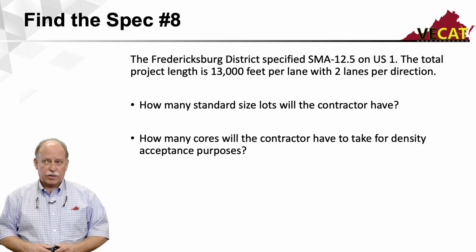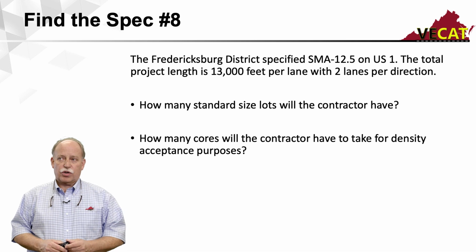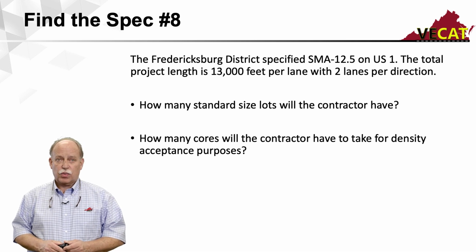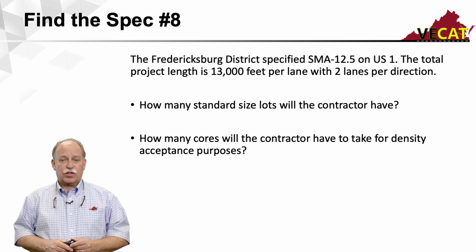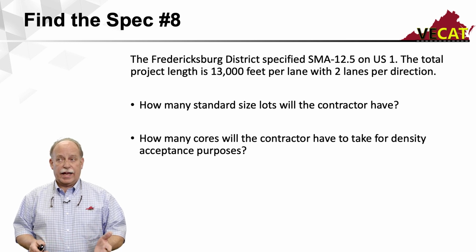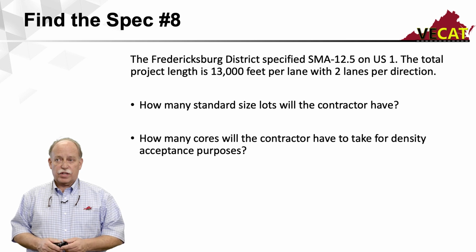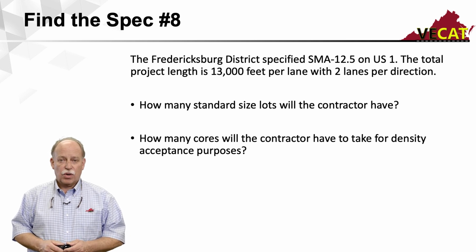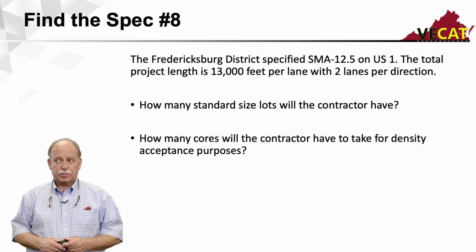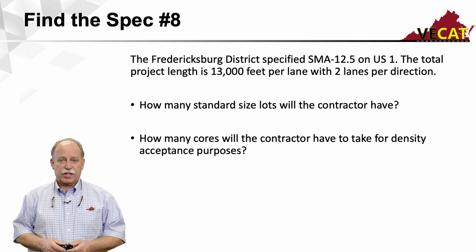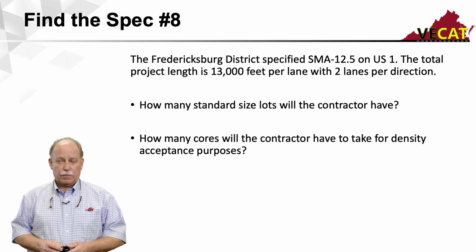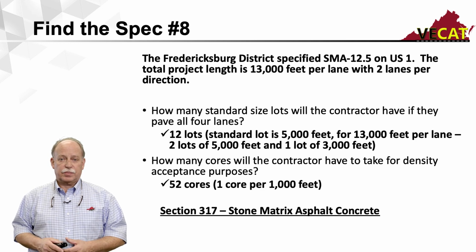So find spec, number 8. The Fredericksburg District specified SMA 12.5 on US Route 1. The total project length is 13,000 feet per lane with 2 lanes per direction. So you need to read this question very carefully. First part of that question is, how many standard size lots will the contractor have? And then the second is, how many cores will the contractor have to take for density acceptance purposes? So let's find the answers to that one.